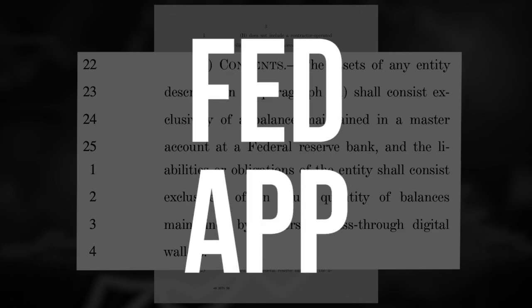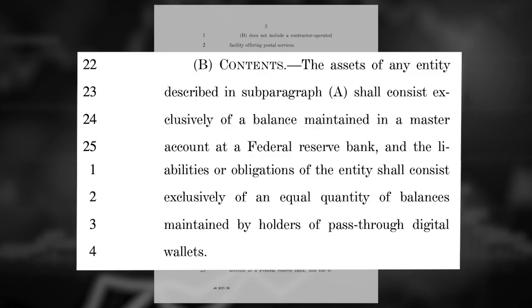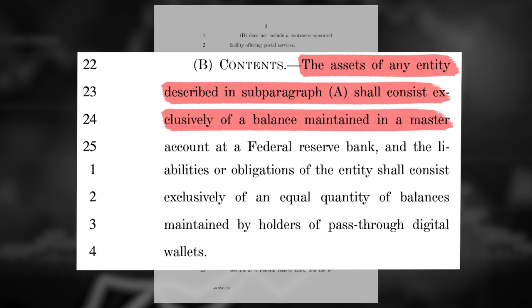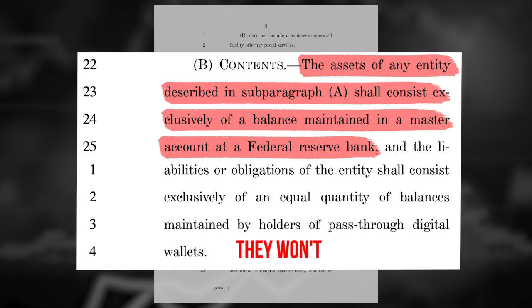And one other thing I want to point out about subparagraph B is the assets of any entity described shall consist exclusively of a balance maintained in a master account at a Federal Reserve Bank. So what they're saying is the assets of this special purpose vehicle will only contain bank reserves. Said another way, they won't contain loans. So this special purpose vehicle cannot lend money. More on that in a moment.